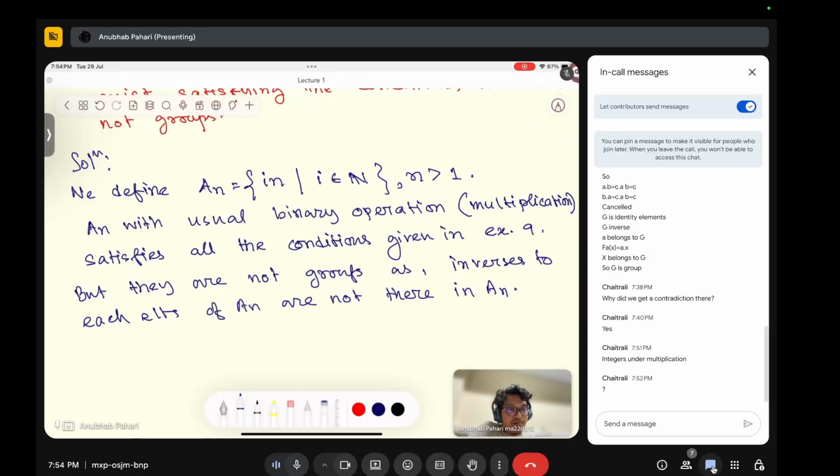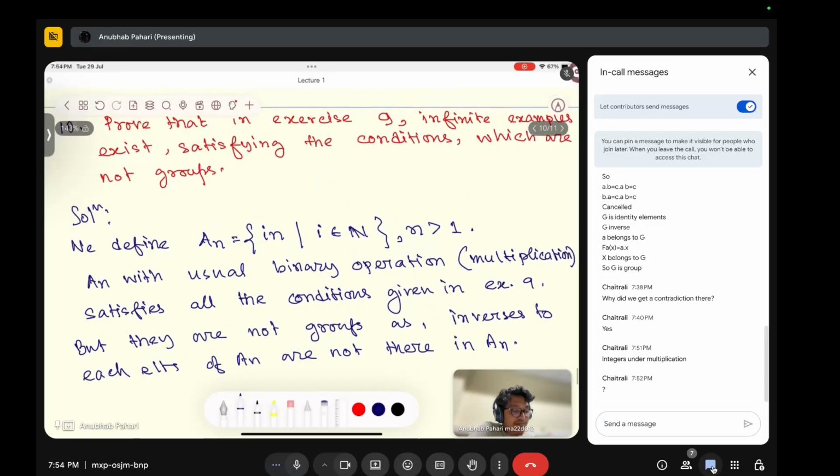Yeah, integers under multiplication. I have taken positive integers under multiplication, and similarly you can take negative integers under multiplication also. But we are just forming a class of examples. Just that. I think this is clear, right? I mean, you can put a dot here. It is just lazy writing.